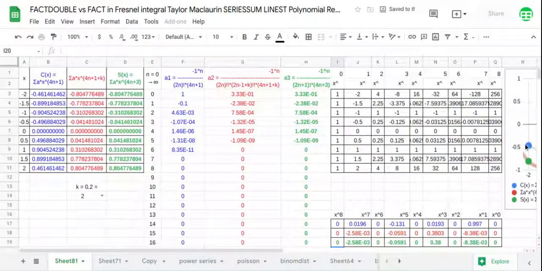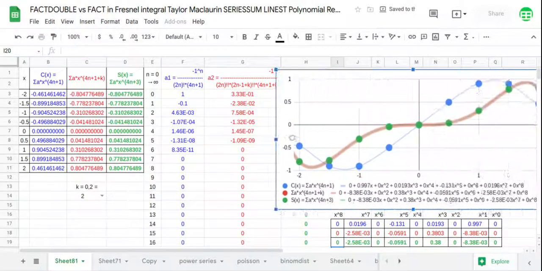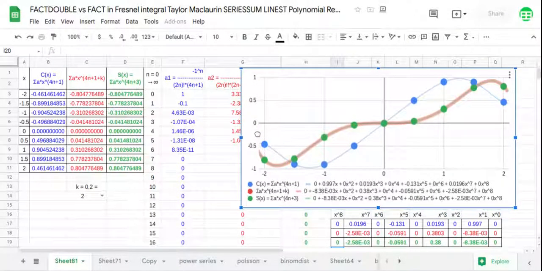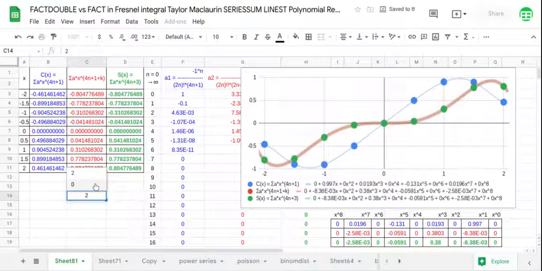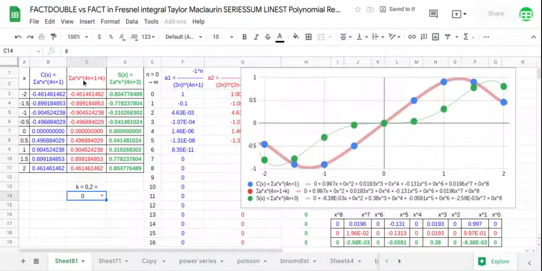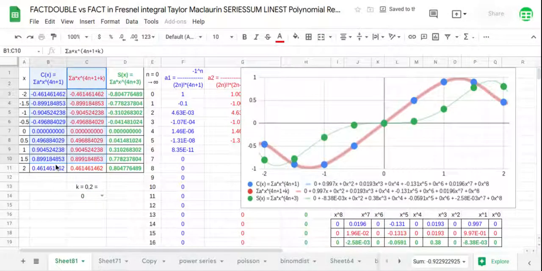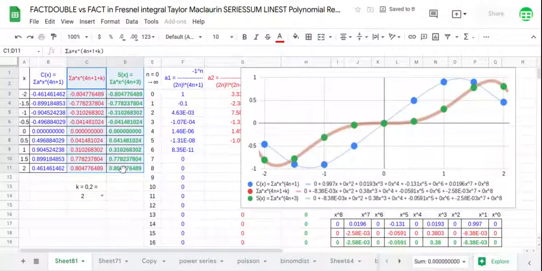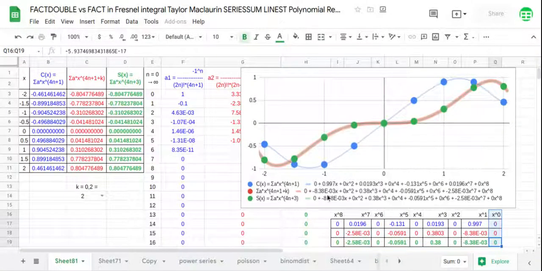Let's compare the polynomial regression coefficients with our chart. So you can toggle this at k equals 0. These values are exactly the same, and their polynomial regression coefficients are the same. K equals 2. These datasets are the same, and their polynomial regression coefficients are the same. Let's check. At x to the 0, 0.